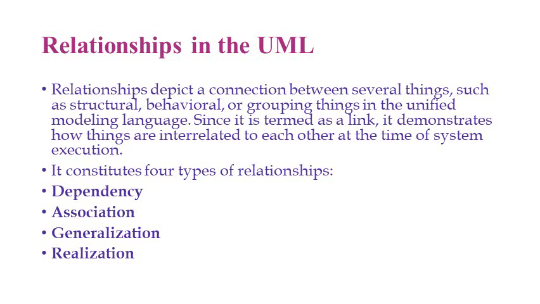Relationships depict a connection between several things such as structural, behavioral or grouping things in the unified modeling language. Since it is termed as a link, it demonstrates how things are interrelated to each other at the time of system execution. UML consists of four types of relationships, that is dependency, association, generalization and realization.